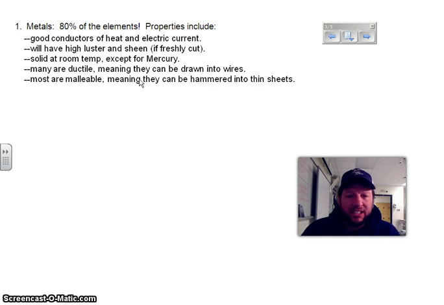They have a high luster and sheen if freshly cut. They are solid at room temperatures, except for mercury. Mercury is liquid at room temperature. Many of these are ductile, meaning that they can be drawn into wires, made into wires. That's how they make them. They draw them, they pull them into wires. And most of them are malleable, meaning they can be hammered into thin sheets.